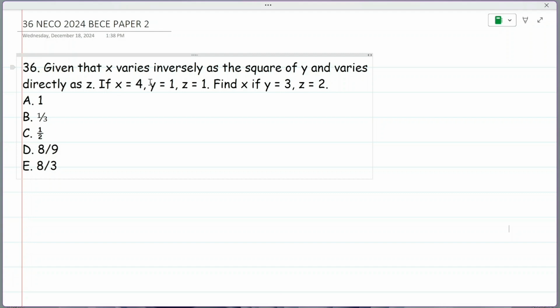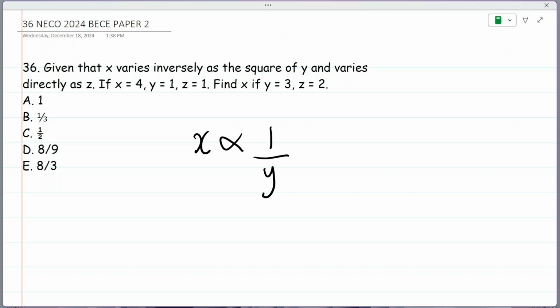Given that x varies inversely as the square of y. Let's say we have our x here, then you do your variation sign, varies inversely as the square of y. Inversely means 1 over y squared, and varies directly as z. x also varies directly as z.